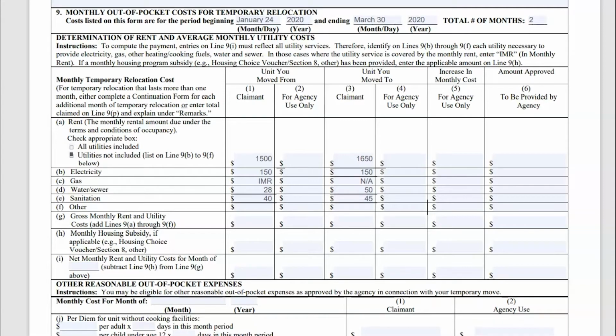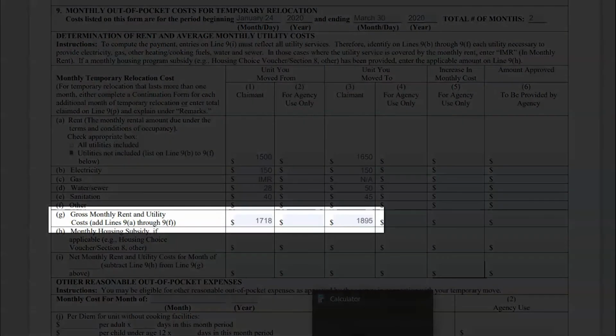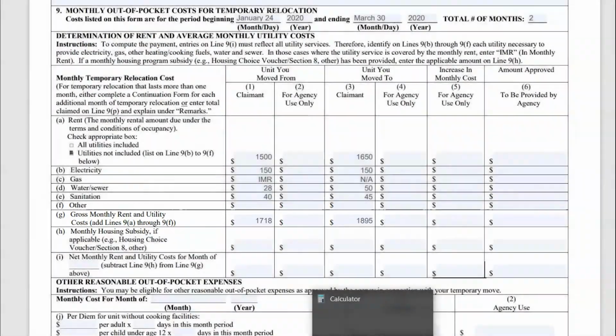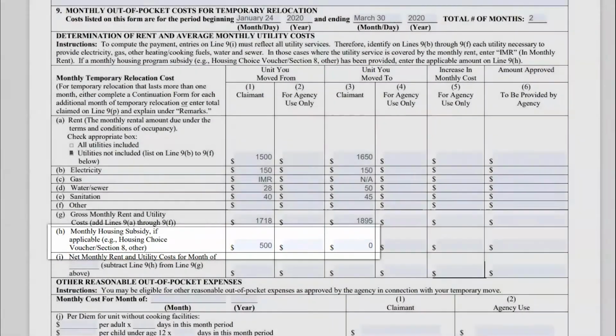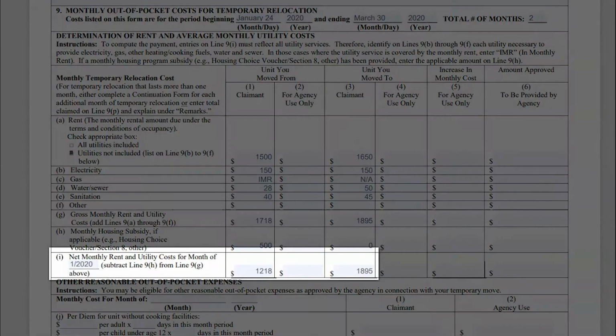In line G, the applicant should add their costs from lines A through F. Then in line H, applicants should input any housing subsidies received. In line I, the applicant will subtract line 9H from line 9G and will input the month that the costs are being claimed for.